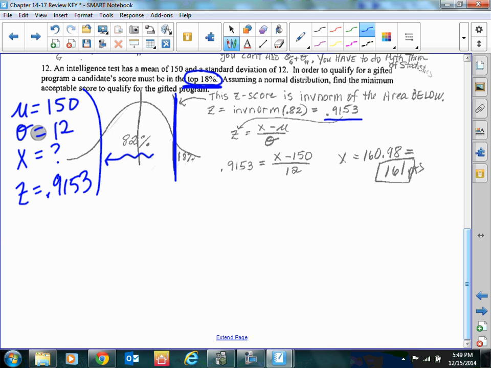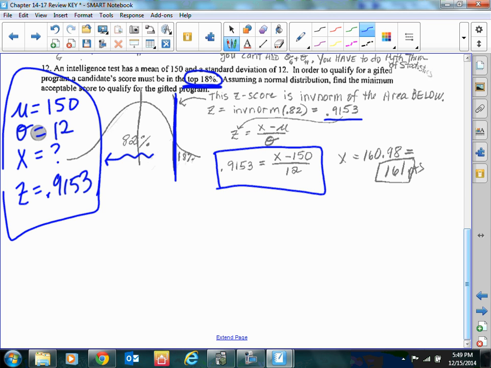0.9153. Now I have 3 out of the 4 items, and I will fill out the z-score formula and solve algebraically for x. So this is going to be 161 points. That would be the minimum if they're in whole point values.